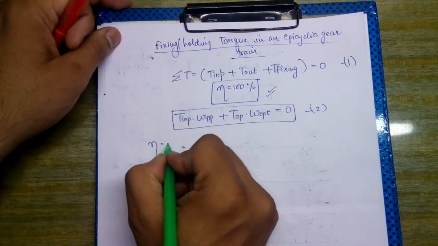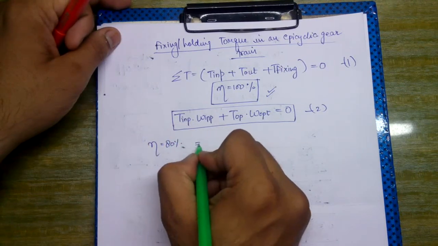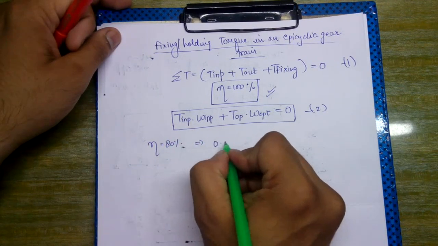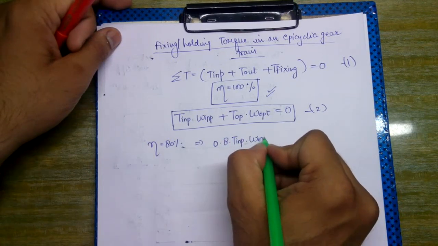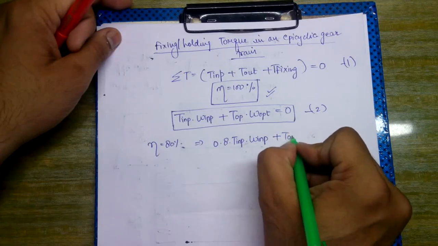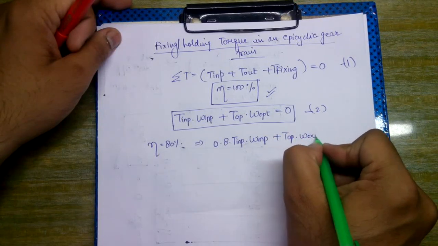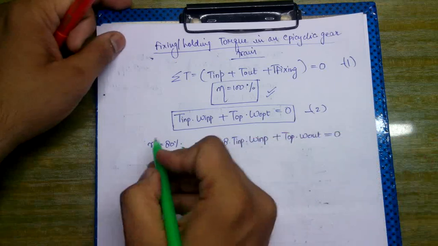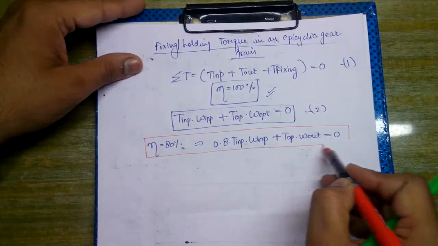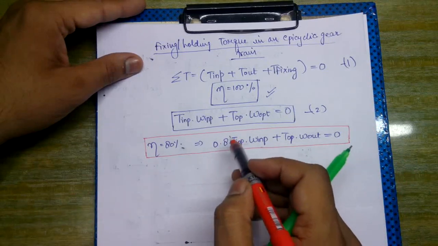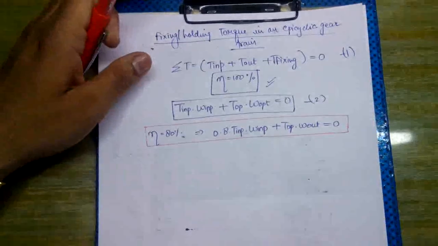And for example, if efficiency is 80%, then what will we write? We will write 0.8 into T input into omega input plus T output into omega output is equal to 0. This corresponds to efficiency equal to 80%. So 80% means we are multiplying input torque by 0.8.